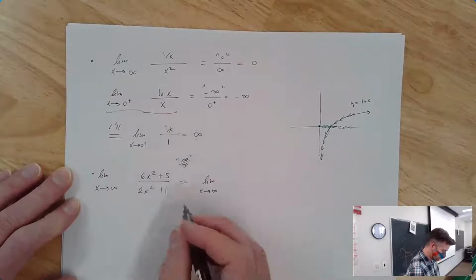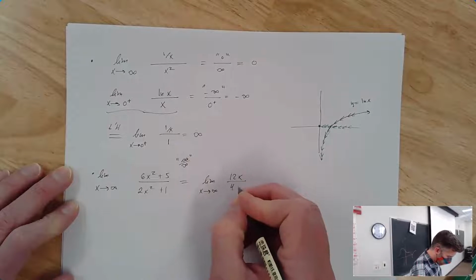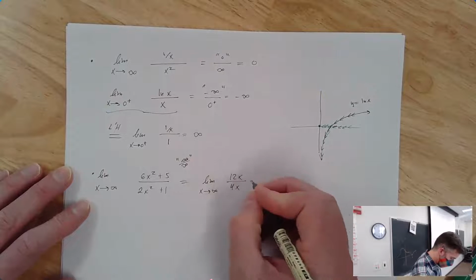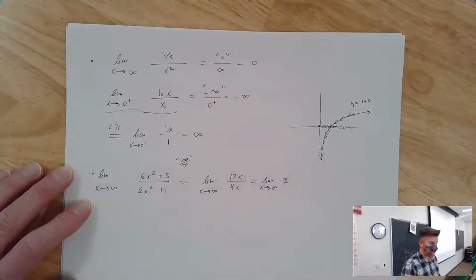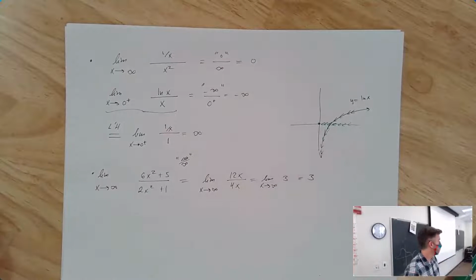And then I'm going to take the derivative of the top and get 12x. The derivative of the bottom gets 4x. I'm going to cancel the x's because why not? And that's the limit as x goes to infinity of 3. The limit of a constant is just the constant. So we get 3, just like we already knew the answer was.